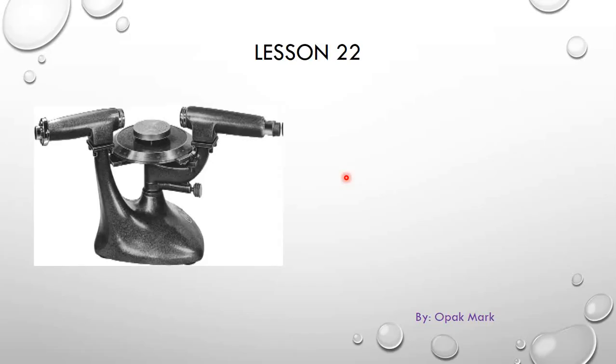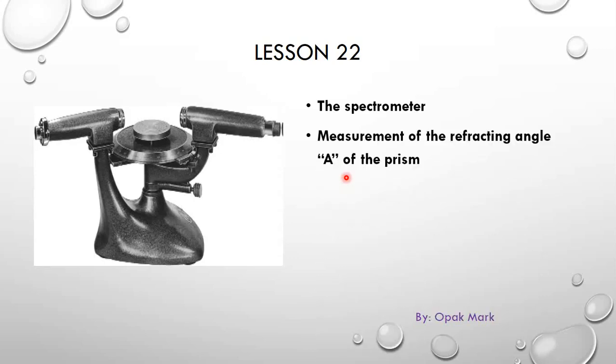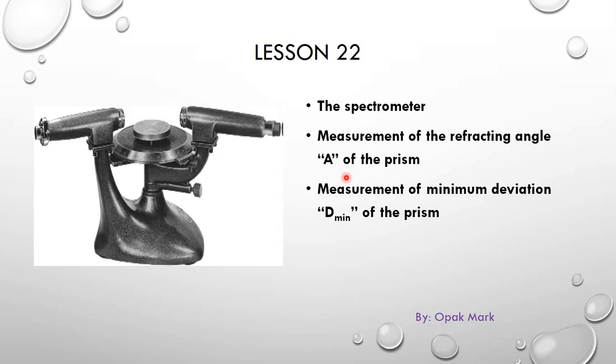Welcome to lesson 22. This is going to be our last lesson in this first part of optics. In this lesson, we are going to look at the spectrometer, measurement of the refracting angle A of the prism, and then measurement of minimum deviation D of the prism.